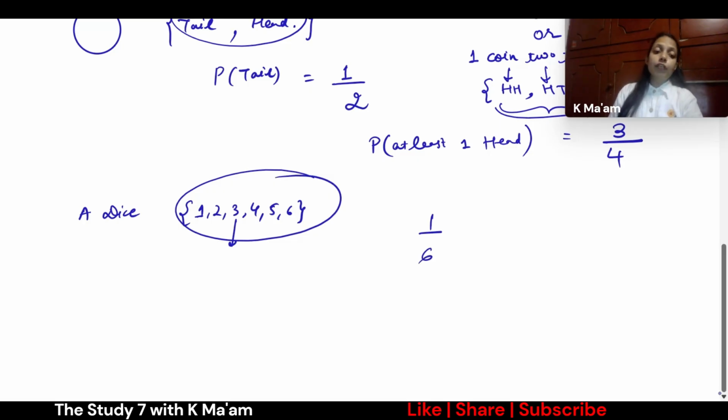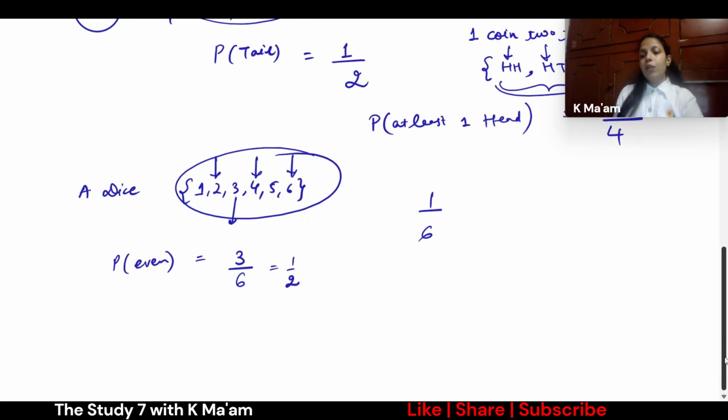What's the probability of getting an even number? You have 2 as even, 4 as even, 6 as even. 3 terms are there and the total is 6. 3 by 6, which is 1 by 2, is the answer.